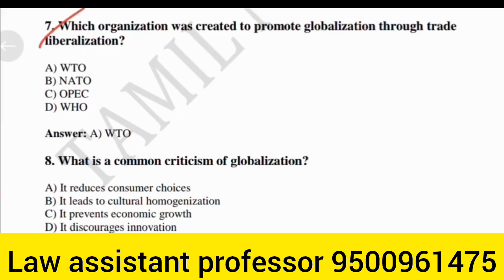Which organization was created to promote globalization through trade liberalization? WTO. What is the common criticism of globalization? It leads to culture homogenization.